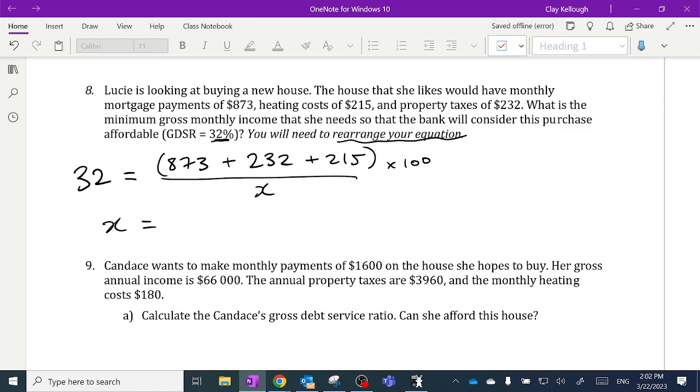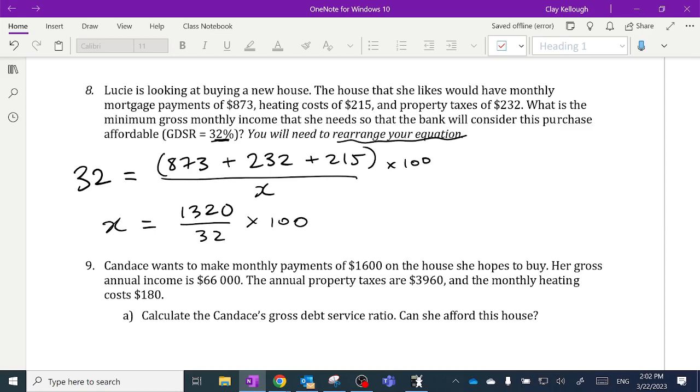You might want to add these numbers together first. When I was doing my work, I didn't bother to do that. So what is 873 plus 232 plus 215? That's 1320. So that's what this bracket adds up to. But the 32 and the x switch spots. You can call that cross multiplying if you like. That's what a lot of people call it when they do algebra, right? But that's the way that this has to work.